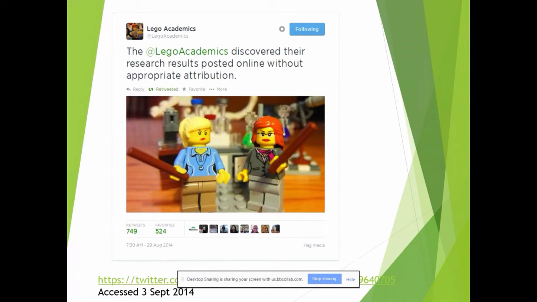Because you do not want to get the LEGO academics mad at you. Love the LEGO academics. So they were mad because they discovered their research results posted online without appropriate attribution. And so you want to make sure as you're using other people's work that you are citing it appropriately, just as you would want someone else to cite your work appropriately.